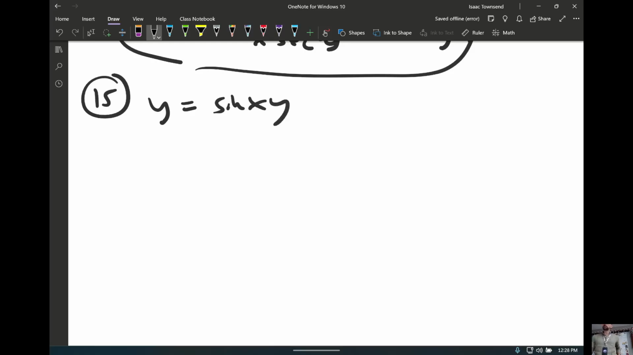Okay, so for 15, what's the derivative of y? Y prime. Very good. 1 y prime. The derivative of sine something is cosine something. The something doesn't have a derivative of 1, so chain rule says we need to multiply by the derivative of xy. What derivative rule would that be?